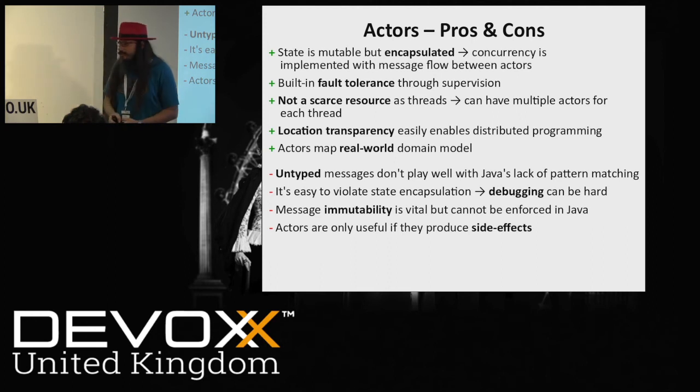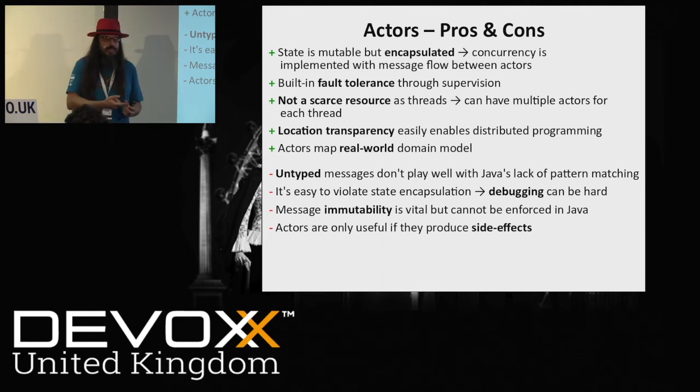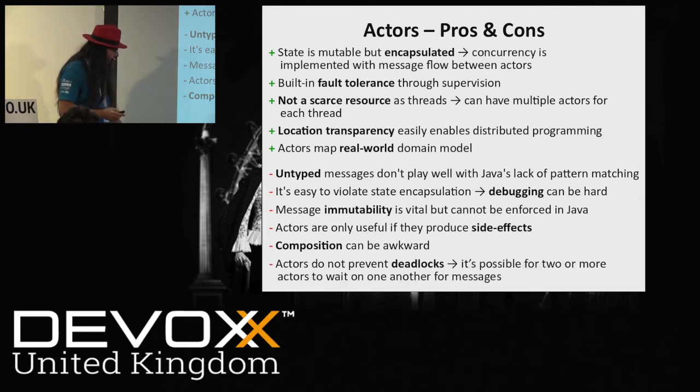If you think about it, actors are useful only if they produce side effects, meaning that an actor can do just two things: change its internal state or send a message to another actor. Those are both side effects. Composition in some cases can be difficult.